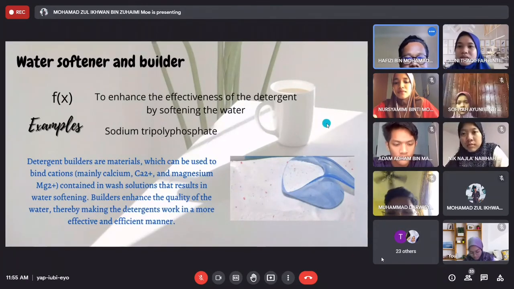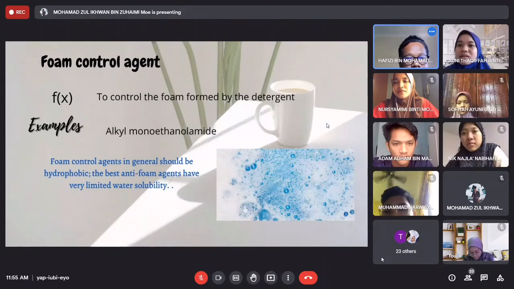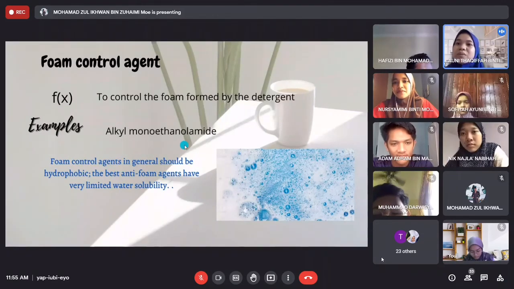Good, next. Next is foam control agent. The function is to control the foam formed by the detergent. The example is alkyl monoethanol amide. Foam control agents in general should be hydrophobic. The best anti-foam agents have very limited water solubility.